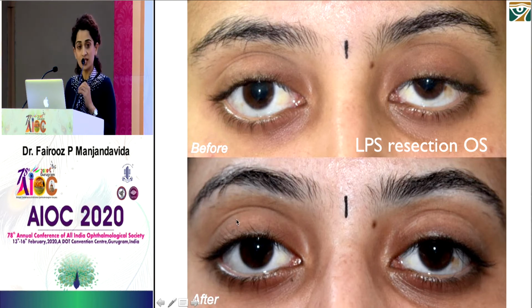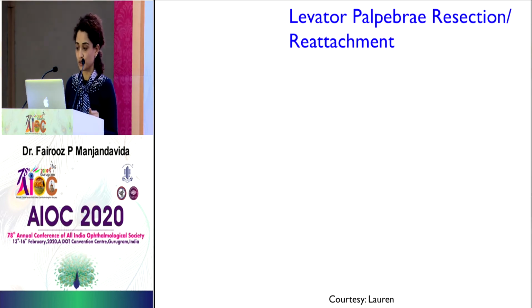And even in this eye, she has a very high lid crease. So it's very, very difficult to give a high lid crease when you're actually attaching the levator palpebrae superioris. A little bit of here and there adjustment and she gets a good correction.